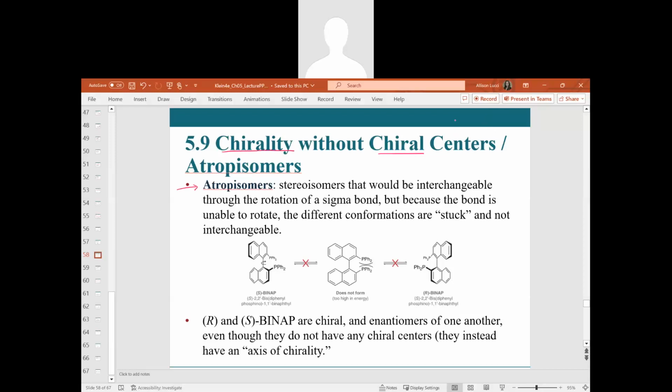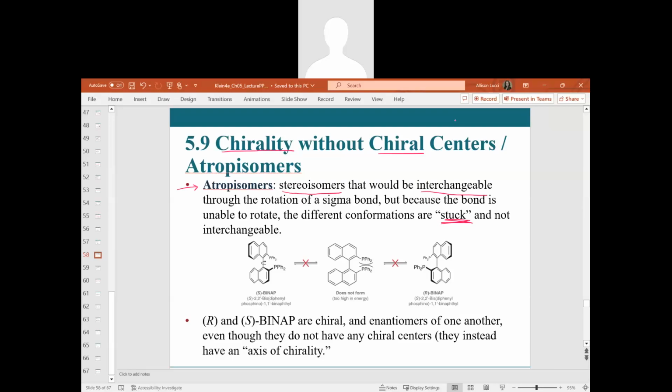So this word given down right here. And these are stereoisomers that normally would have that interconversion or be interchangeable through rotation of a sigma bond, right, a single bond. But because they have bulky groups around that sigma bond, they're kind of stuck in one conformation or another.